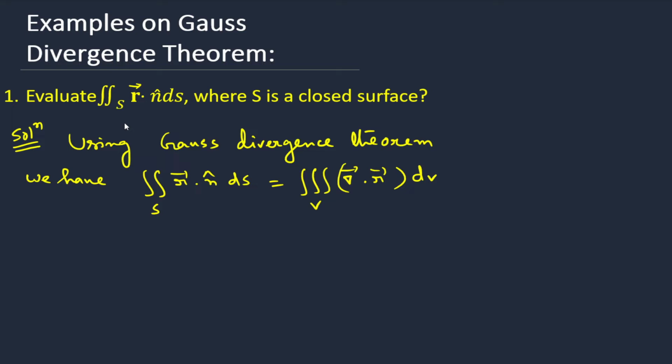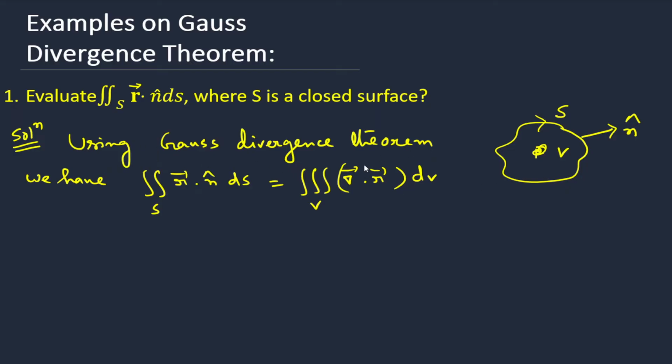over S of r bar dot n cap ds. So in general in the formula we have written f bar dot n cap. So here it is written r bar dot n cap ds, where S is a closed surface. Now no specific information is given, only that S is a closed surface and the volume is V, and we know that n cap is the unit vector or outward normal on the surface. Now we have to use Gauss Divergence Theorem.